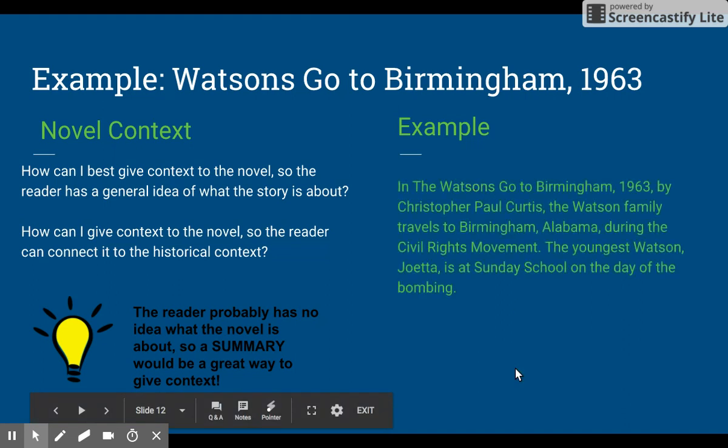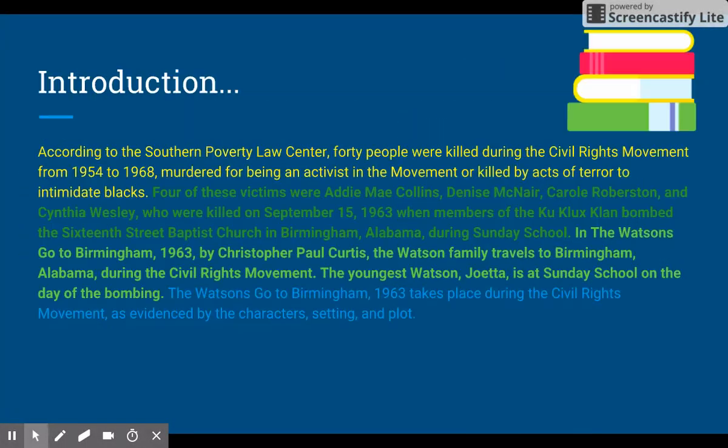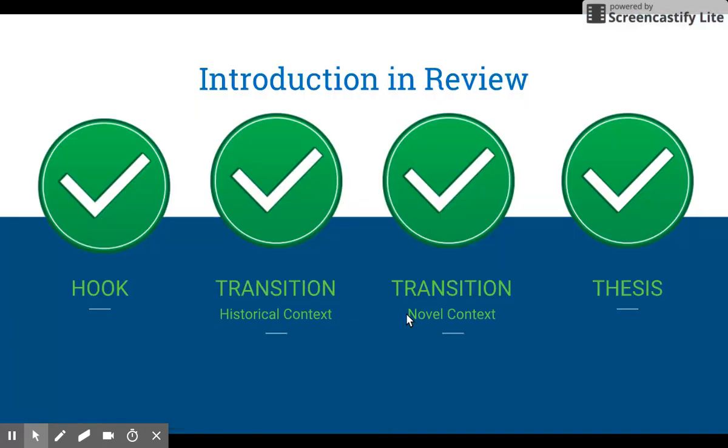The Watsons Go to Birmingham, 1963, by Christopher Paul Curtis. The Watson family travels to Birmingham, Alabama during the civil rights movement. The youngest Watson, Joetta, is at Sunday school on the day of the bombing. And now we have our entire introduction. It's got the hook, both parts of the transition, giving historical context and context for the novel, and then finally, that thesis statement. So all 4 parts to this particular introduction were given.